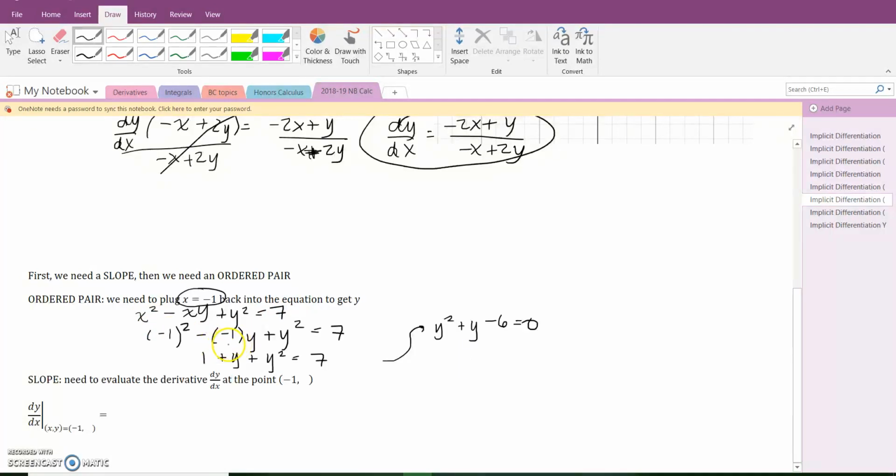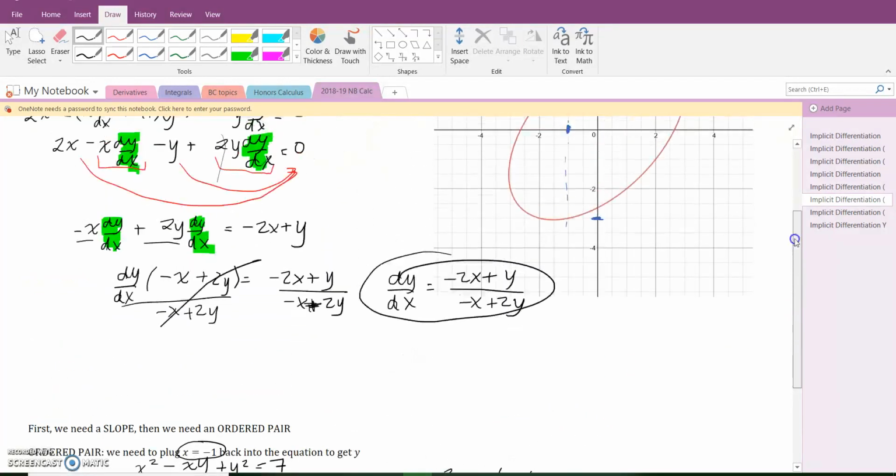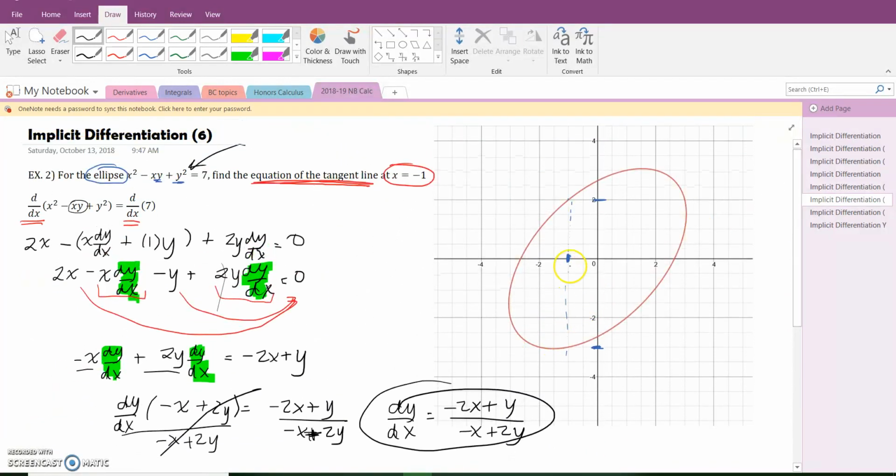What I did here is I plugged in negative 1 and I did my basic manipulation. I have a quadratic in terms of y, and to solve quadratics we need to factor. So I'm going to have plus 3 and minus 2. So my two y's that I could get are negative 3 and positive 2. And that makes sense because if I look up here, we already saw that at negative 1, I have an ordered pair negative 1, negative 3, and negative 1, 2.